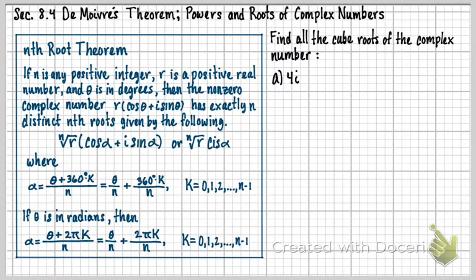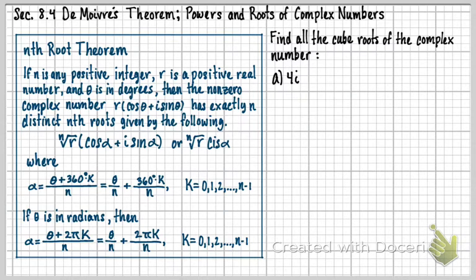nth root theorem. If n is any positive integer, r is a positive real number, and theta is in degrees, then the non-zero complex number r(cos theta + i sin theta) has exactly n distinct nth roots, given by the following. The nth root of r times (cos alpha + i sin alpha), or the nth root of r cis alpha, where alpha is theta plus 360k over n, and k is 0 through n minus 1.